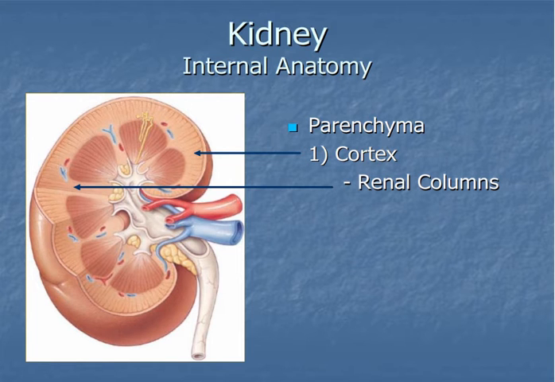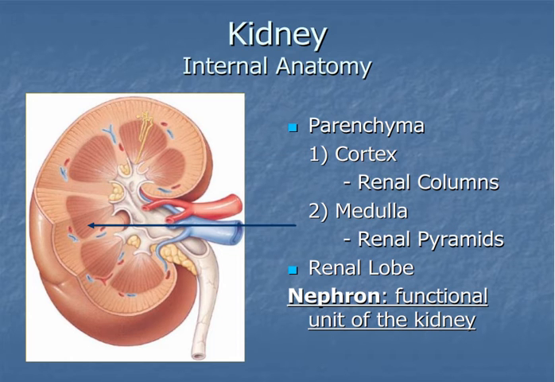Now, for the most part, the cortical tissue is in the superficial part of the kidney, that is towards the outside, but there are some exceptions. The renal columns are made of cortical tissue that delve deep into the interior of the kidney, and they tend to be lighter in color than the medullary tissue, which we're going to look at next.